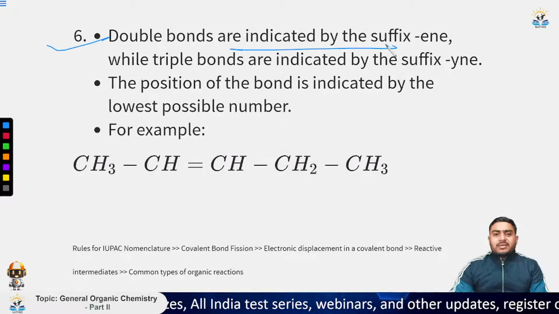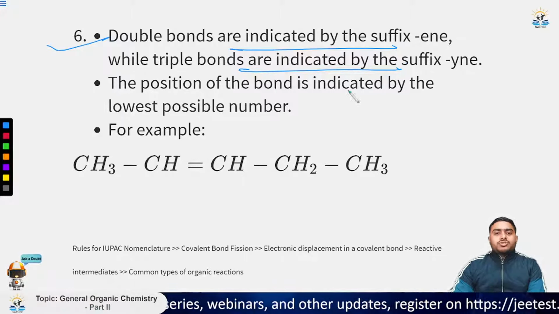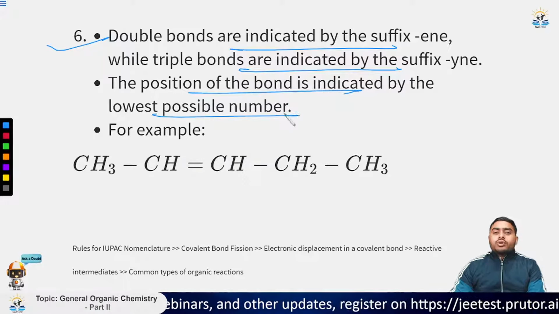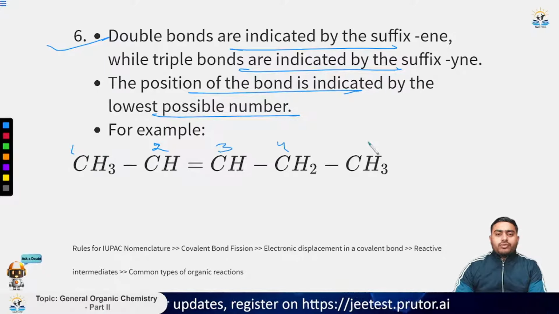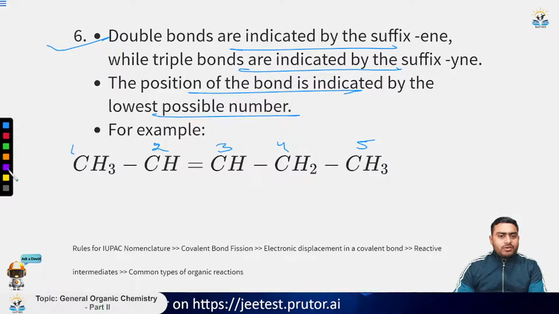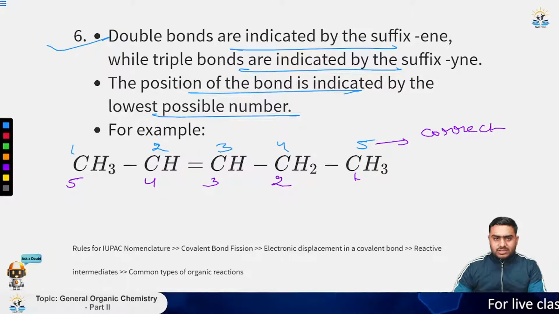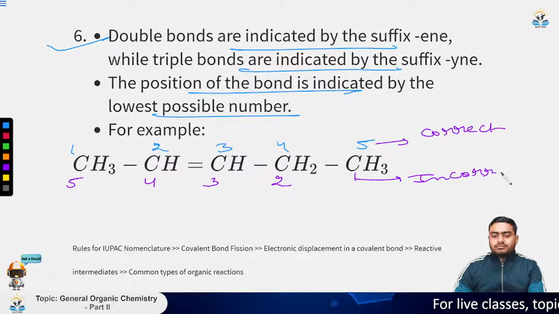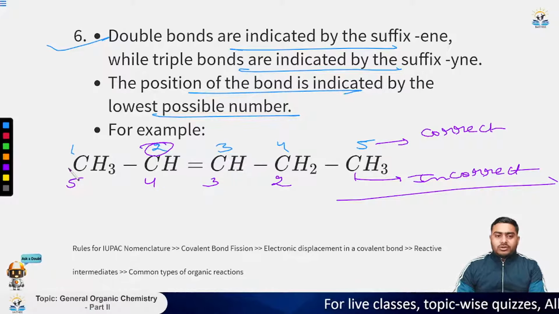Double bonds are indicated by the suffix "-ene", triple bonds are indicated by "-yne", and single bonds are indicated by "-ane". Okay, you can see here the position of the bond is always indicated by the lowest possible number. Suppose you are saying 1, 2, 3, 4, 5, this blue one, and the next one is this one. If I am saying 1, 2, 3, 4, 5, this numbering is correct, this is incorrect, this is incorrect. Okay, why? Because double bonds get the lowest number. You can say lowest possible number.